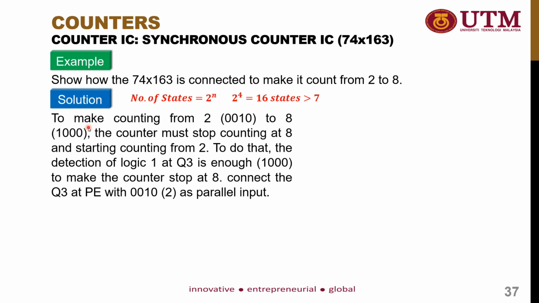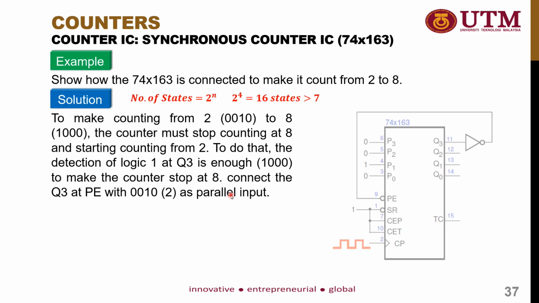So the solution is to make the counter count from 2, which is 0010, to 8, which is 1000. The counter must stop counting at 8 and start counting from 2. To do that, the detection of logic 1 at Q3 is enough to make the counter stop at 8. So connect the Q3 to PE with 0010 as parallel input. Okay, so this is the answer for this question.